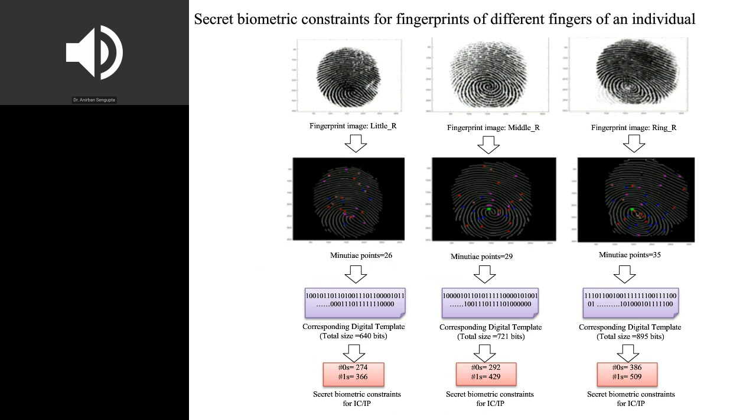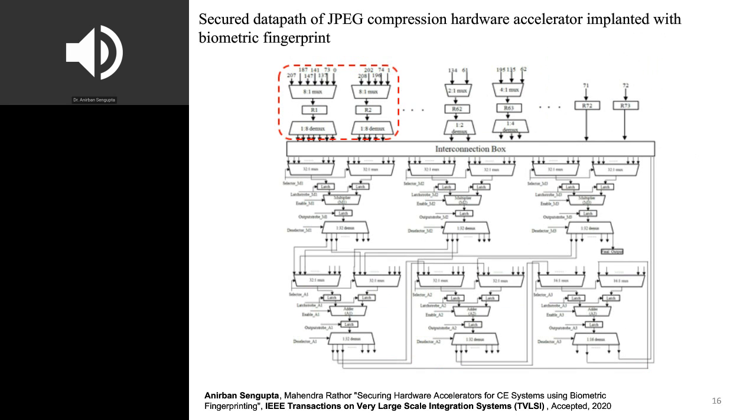Now, even for an individual, different fingers can be used to obtain different minutiae points and different strength of the digital template. Using that, we can again get a different number of zeros compared to another finger, for example, of the same person. So this is one of the DSP applications of the secured JPEG codec that we've designed in our lab, which implants a biometric fingerprint.